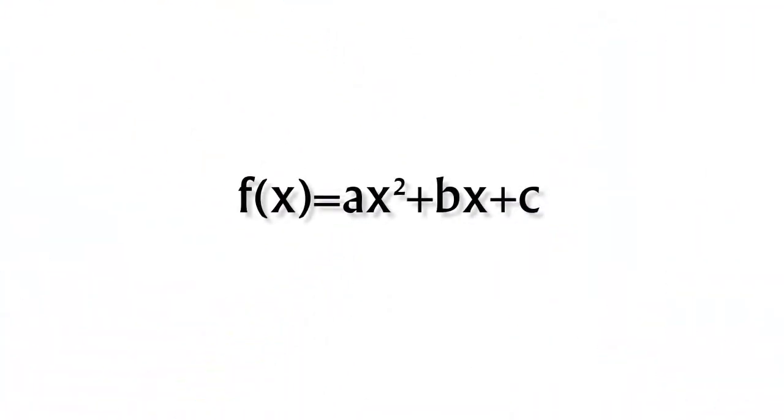Quadratic functions have the form f of x equals ax squared plus bx plus c, where a, b, and c are real numbers and a is non-zero. The graphs of functions of this form are always parabolas. Let's look at a few examples.